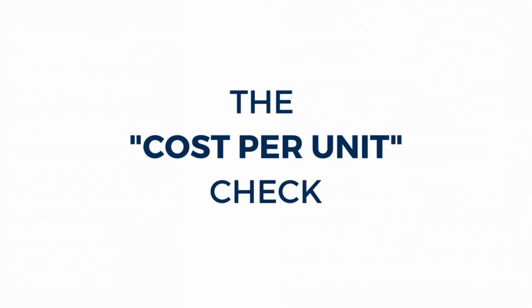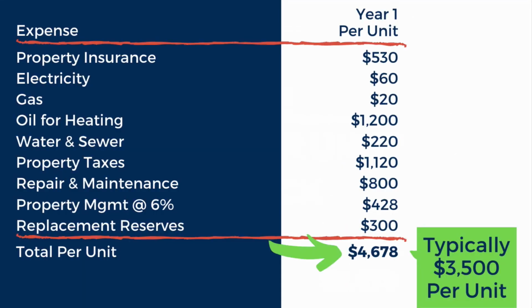So what are a few other ways to protect yourself from underestimating expenses? We've already seen the cost per unit check in action, at least on the individual expense level, but you can also do it at the overall expense level. Here are the expenses per unit that we came up with. Comparable properties in this market typically run around $3,500 per unit. Why did we overestimate by so much?